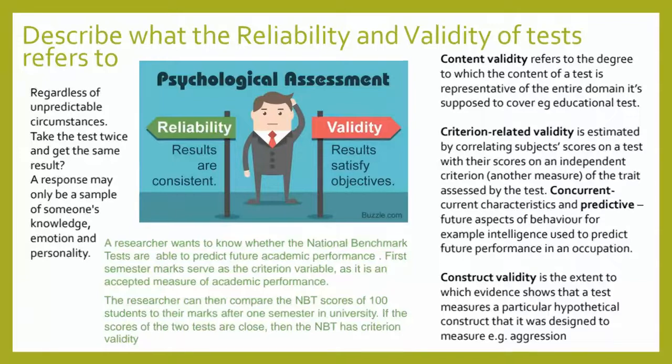Construct validity is the extent to which evidence shows that a test measures a particular hypothetical construct that it was designed to measure. So if the test was developed to measure aggression, is it measuring aggression specifically, the construct of aggression? That's what construct validity is. Once a test is published for use for a specific thing, it needs to show that it's reliable, and it would have gone through multiple tests to check that it is valid, that it's actually measuring what it's supposed to measure.